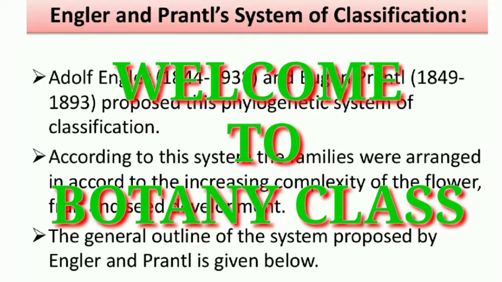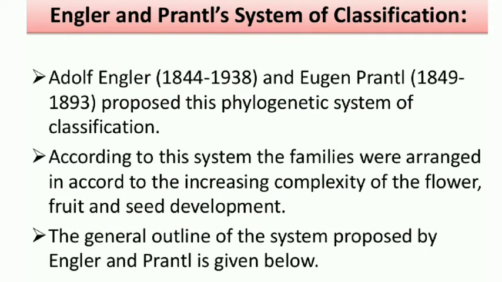In today's class, we shall discuss the Engler and Prandtl system of classification. Right. This system is proposed by Adolf Engler and Eugen Prandtl, and this is the phylogenetic system of classification. Phylogenetic refers to the classification system based on evolutionary relationship. By finding the evolutionary history of the organism, the plants, mainly the angiosperms, are classified.